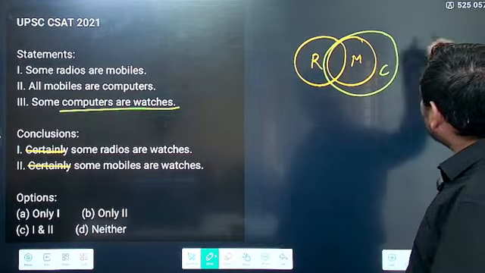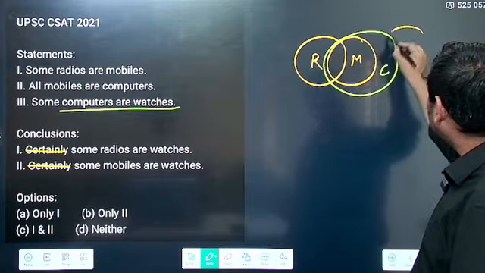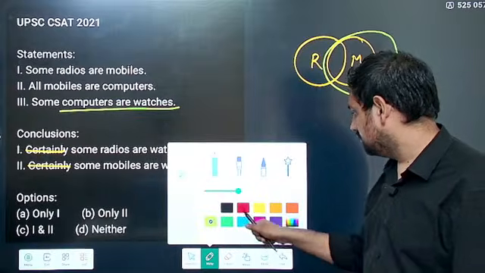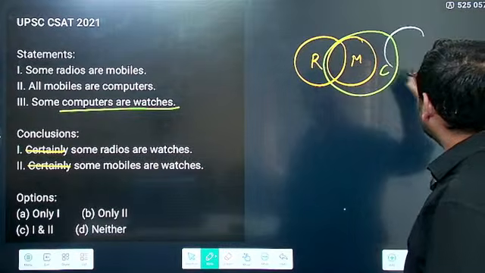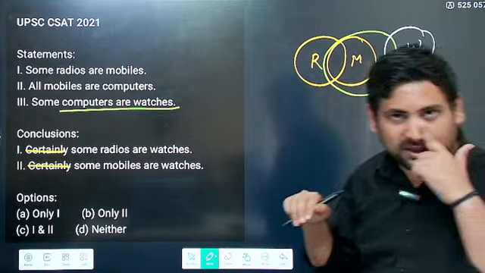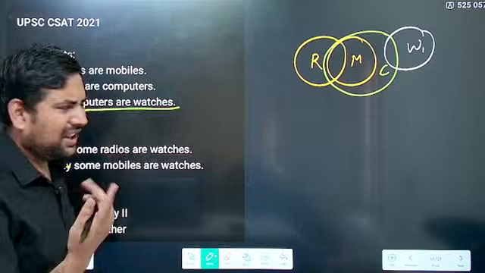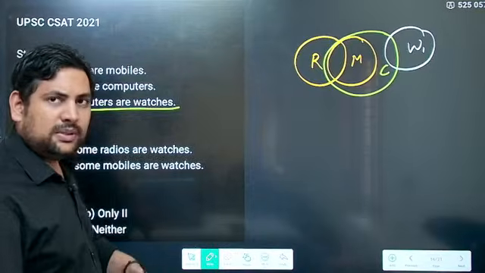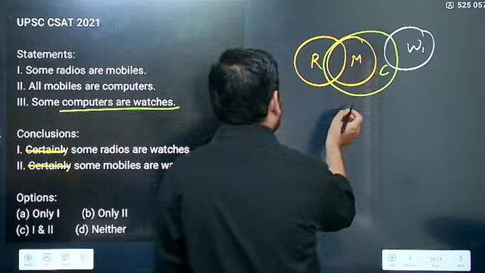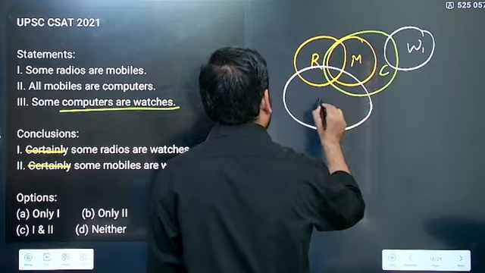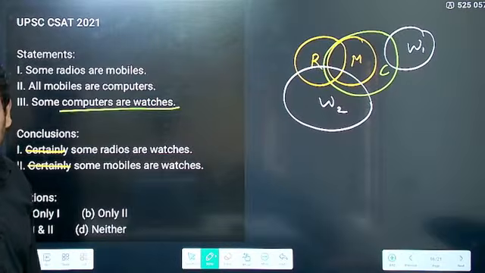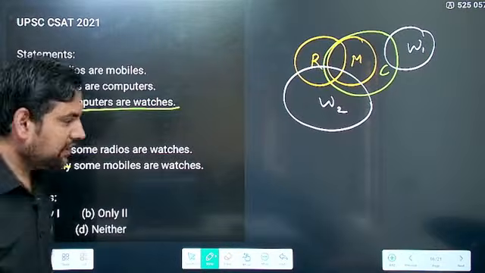One is I draw watches separate, just intersecting with the computer. So this becomes watches, correct? This is the first diagram that is possible. Another diagram that is possible is let me intersect this watch with everything else also. Who's stopping me? So I draw watch like this. This is the second possible diagram, correct? I'm not violating any rules given here.